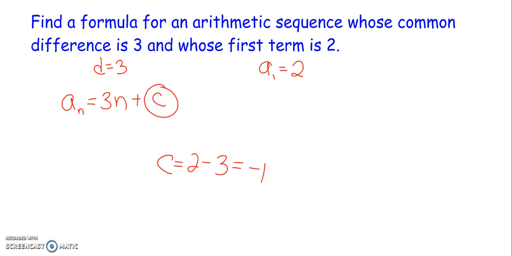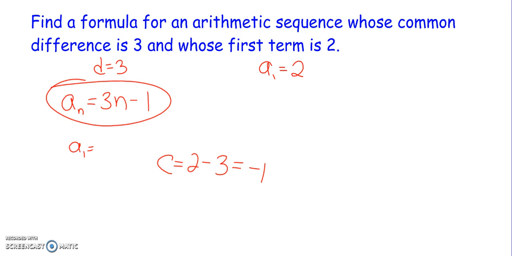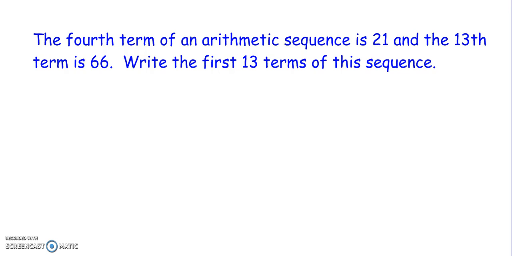So C is -1. So I can go right here and say this is my formula. Whether you write plus -1 or -1, this works. And if you don't believe me, check what your first term is. A1 would be 3 times 1 minus 1. That's 2. All right, you could check your second term is 5. Your next term is 8, 11, 14. It's going up by 3 every time. We got it.